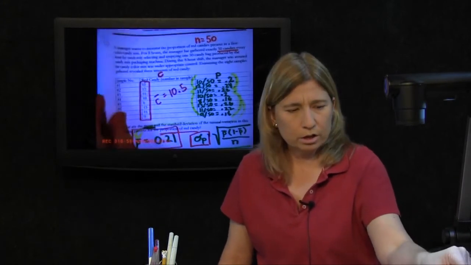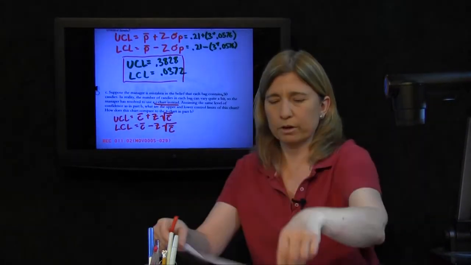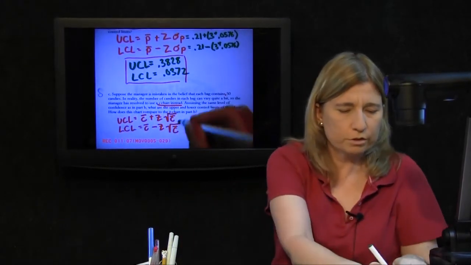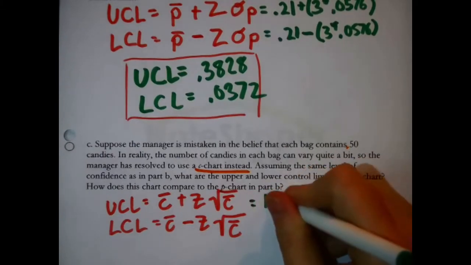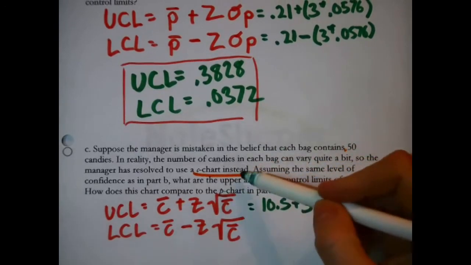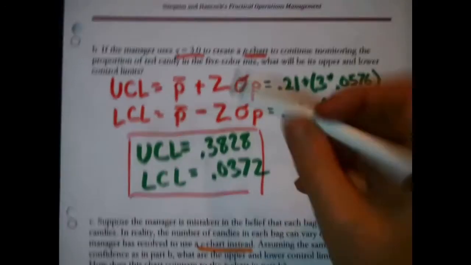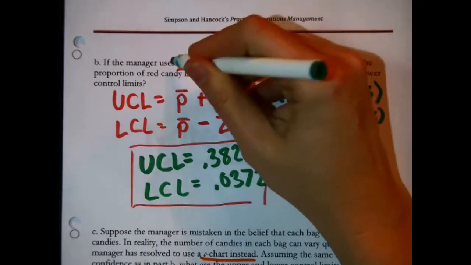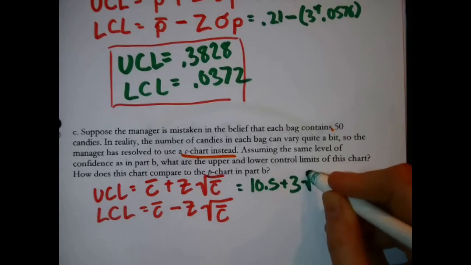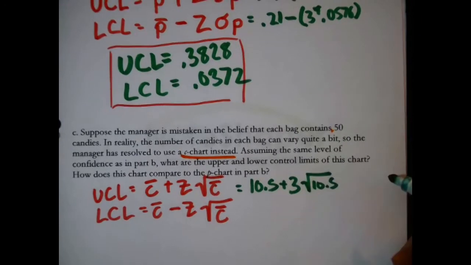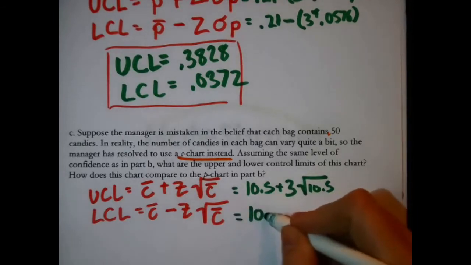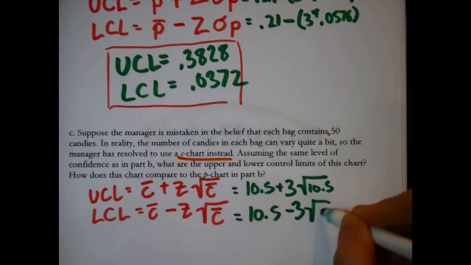Oh, okay. So 10.5, 10.5. Because to draw the C chart, you first do the computations: 10.5, right, C bar plus 3. Why 3? Because the question said the same confidence interval as here. That's what Z is establishing, which means use the same Z times the square root of 10.5. There's your upper control limit. Lower control limit, 10.5 minus 3 times the square root of 10.5.